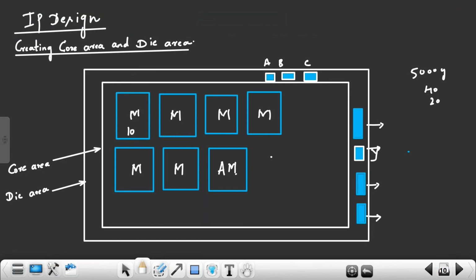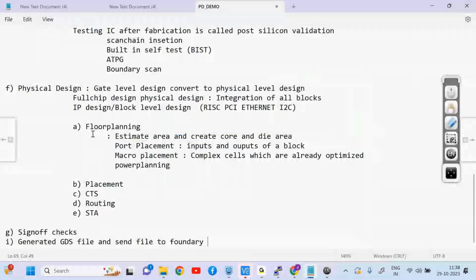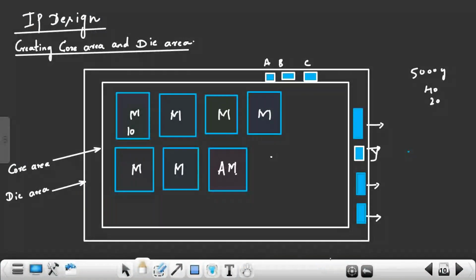So the next step is macro placement. Macros are complex cells which are already optimized. If you want to use any complex cells in your design which are already optimized, then you can use and place them. It's not necessary that all blocks or designs should have macros. If you feel that by purchasing a macro my timing effort will be reduced, then do it. Timing effort means runtime will be reduced, so I can go to the market very fast. Then directly purchase the macros and integrate them.